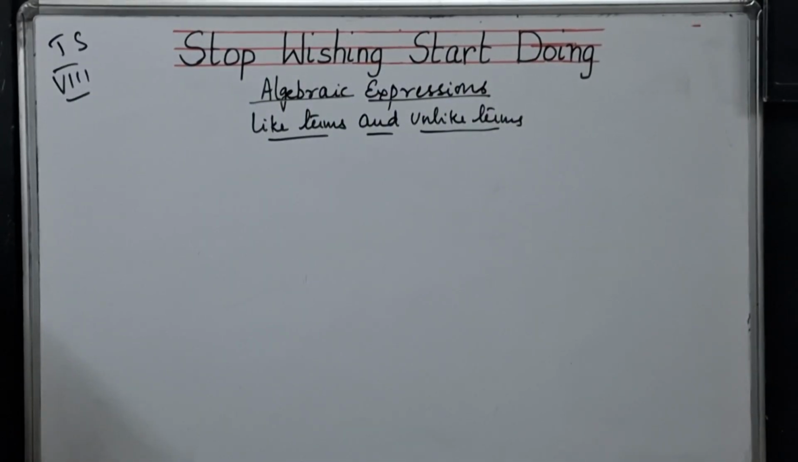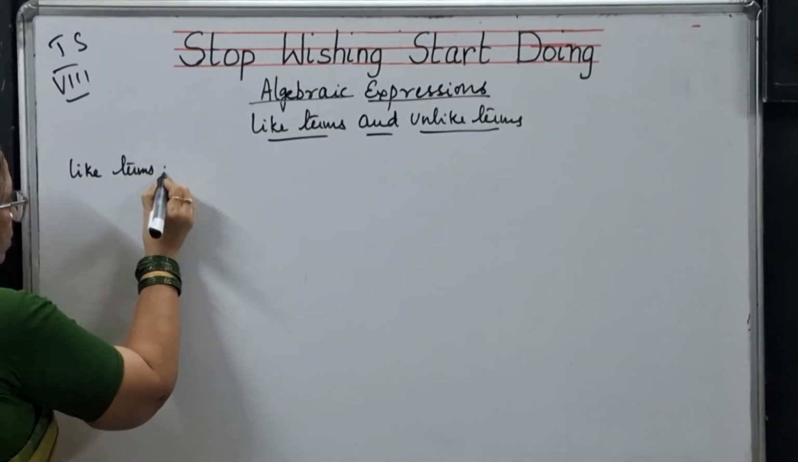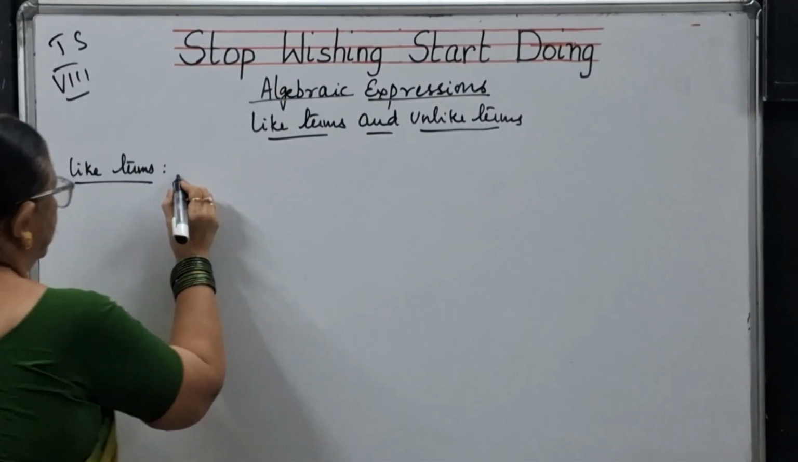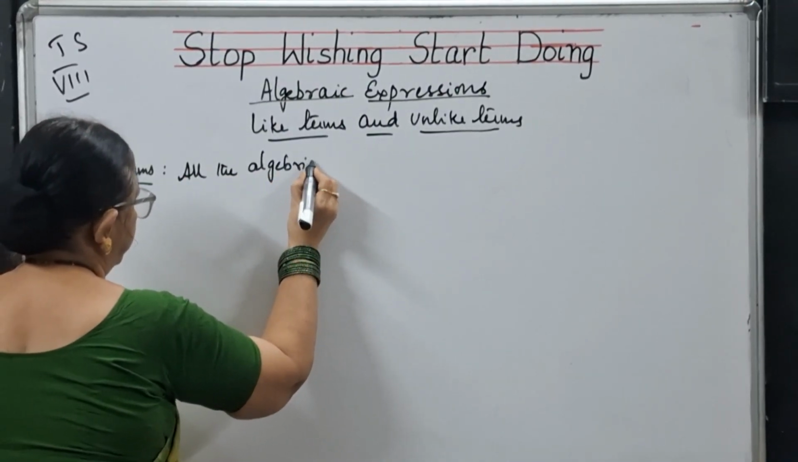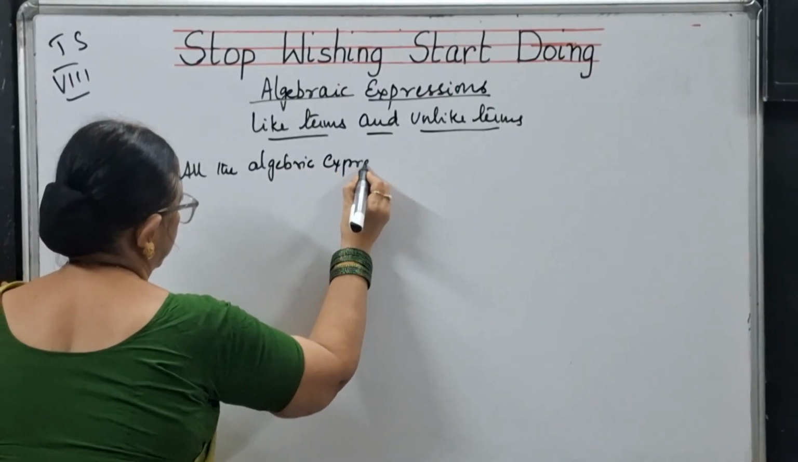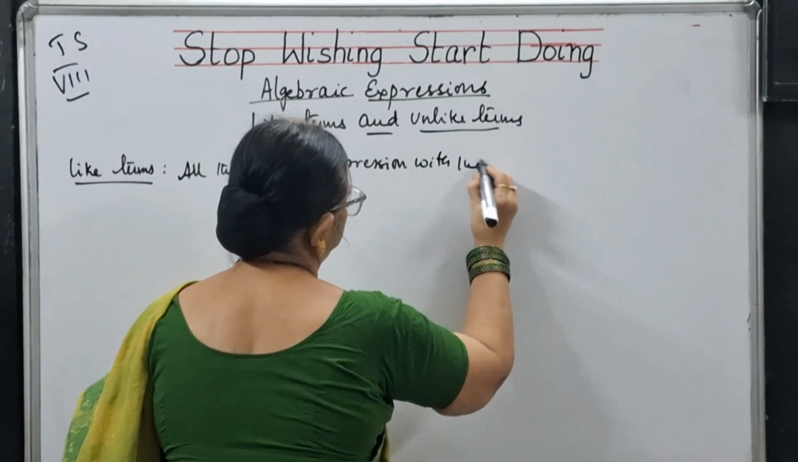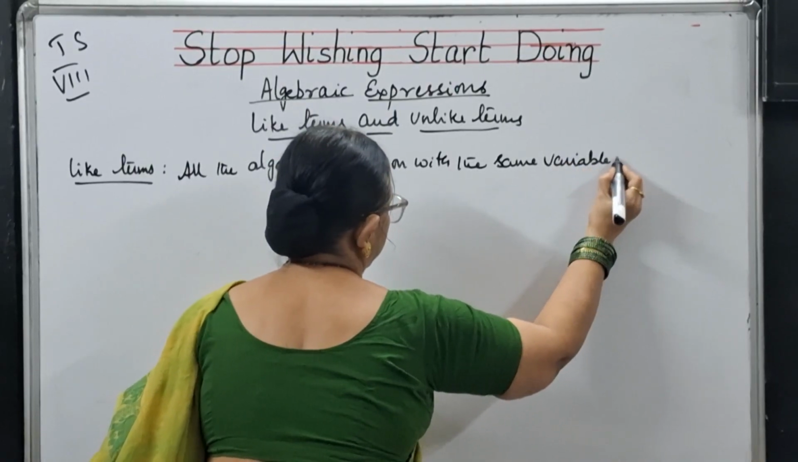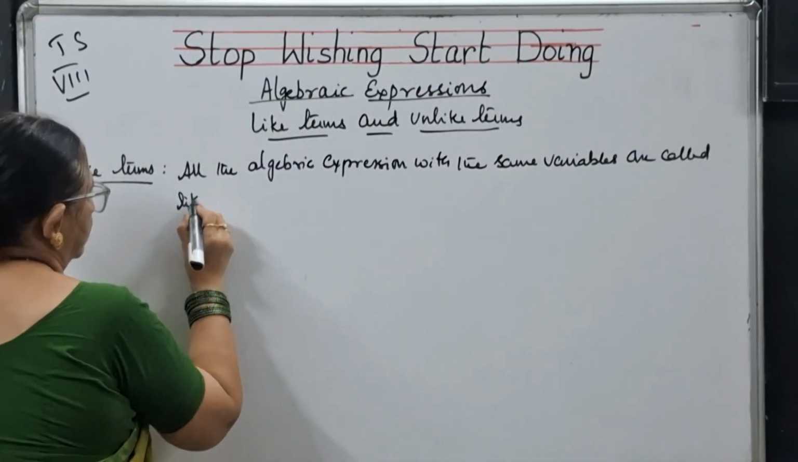Now children, we are going to learn about like terms and unlike terms. So what are like terms? This like and unlike deals with the variables. So all the algebraic expressions with the same variables are called like terms.